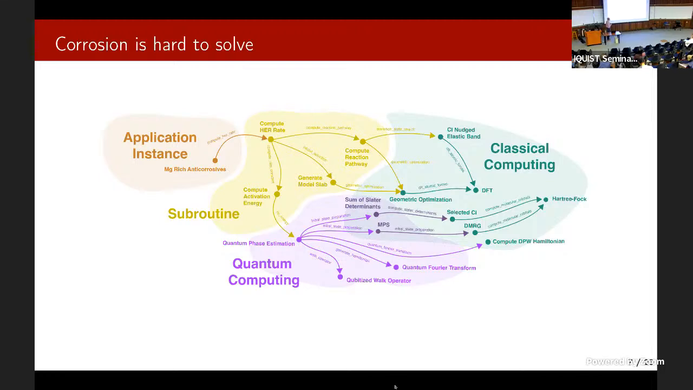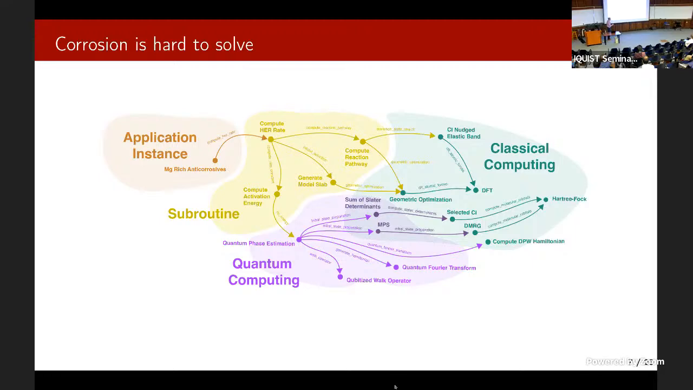evolution reaction rate. There are many ways to do that. Part of that is generating the model slab, like I said in the previous slide. What is the thing we're actually going to compute? There you might use a classical computing technique called geometric optimization and actually use DFT, because we're fine using the density functional theory, which is an approximate technique, to do the geometric optimization because we're not as sensitive to the results of that. But if we want to compute the activation energy, which is really what's going to tell us the rate of corrosion, there we're going to instead use quantum phase estimation.